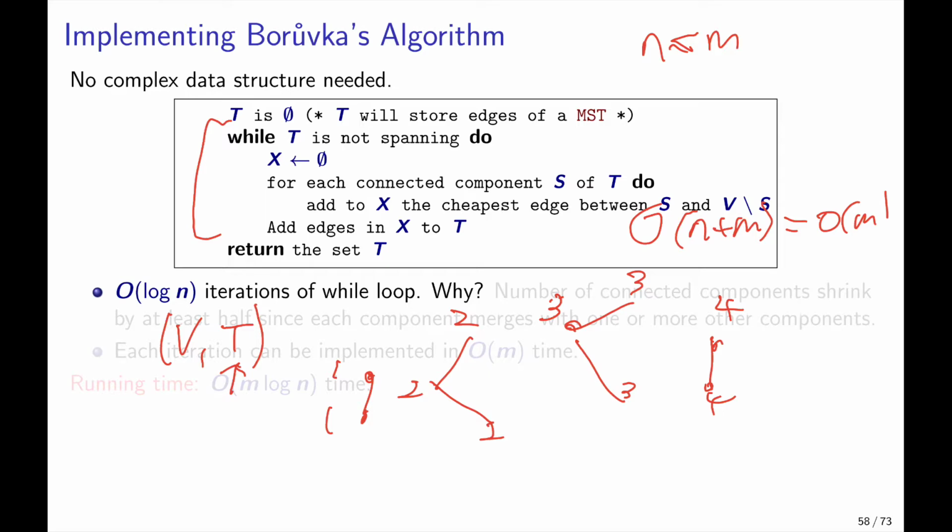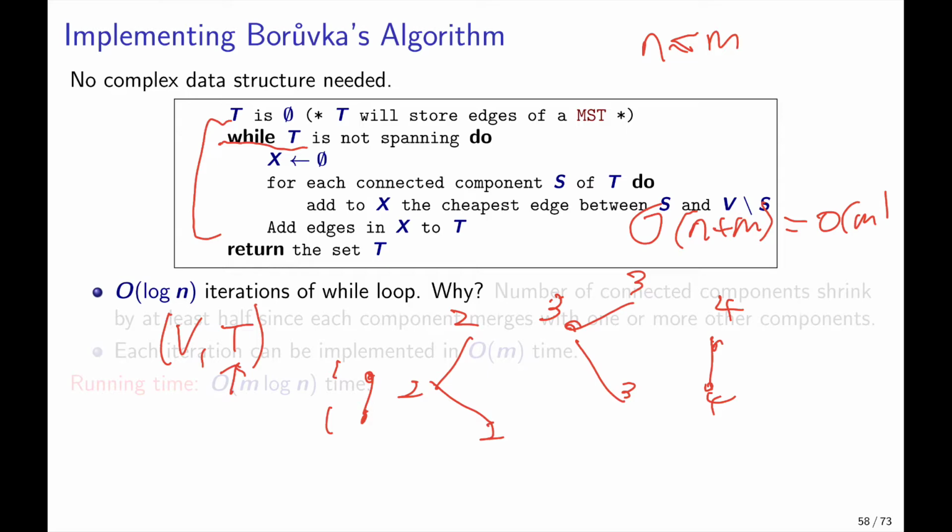Now, the second thing you do, we're inside the loop. If this forest has a single connected component, we are done. We computed the MST. Otherwise, every connected component needs to vote for the cheapest edge that is adjacent to it.